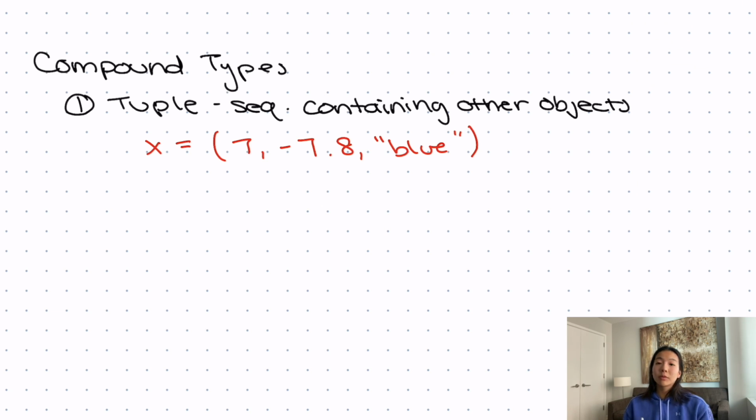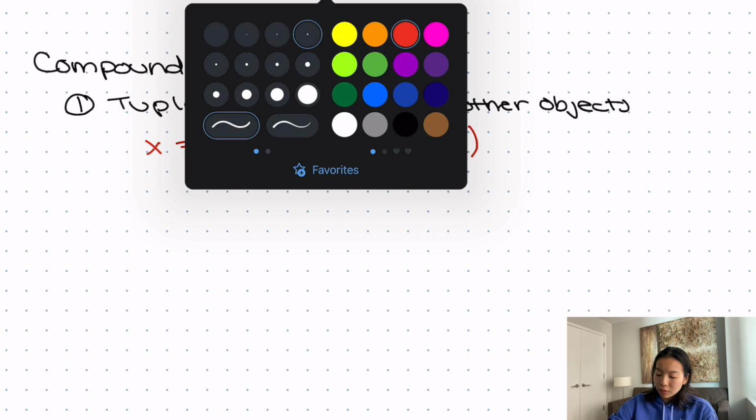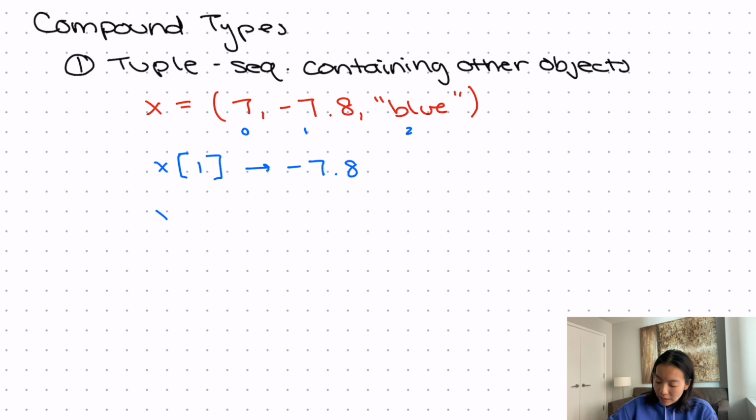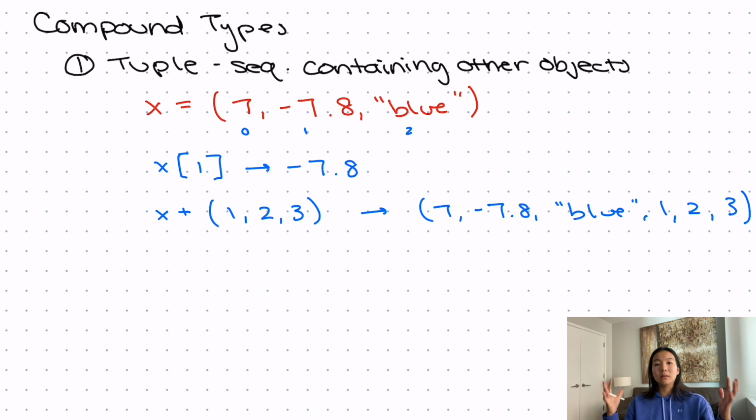And actually on tuples, we can perform a lot of the same operations that we could perform on strings. So for example, we can index this. If I take x[1], remember that this is 0, 1, and 2, I would get negative 7.8. And I can even concatenate tuples. So if I do x plus another one, 1, 2, 3, then this would actually give us 7, negative 7.8, blue, 1, 2, 3. So basically joining the tuple together, just like how we were able to join strings together.